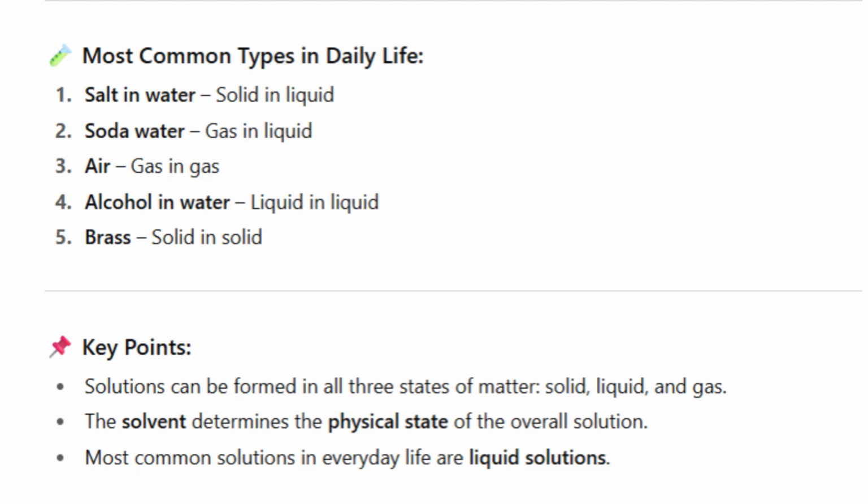Key points: solutions can be formed in all three states of matter: solid, liquid, and gas. The solvent determines the physical state of the overall solution. Most common solutions in everyday life are liquid solutions.